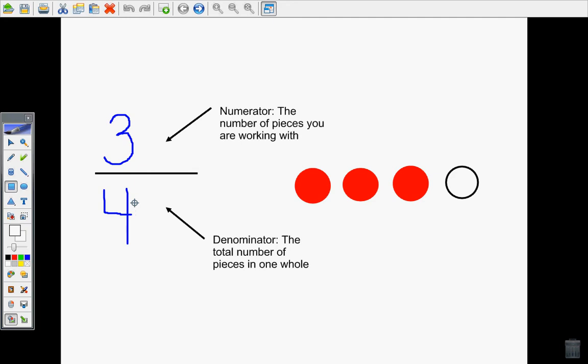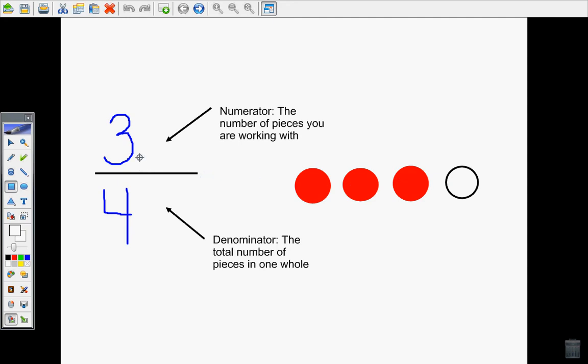With a set, you have to be careful in knowing what is considered one whole. So for example, in my picture right here, the whole would be all 4 circles. So since the bottom number, the denominator, is the total number of pieces, it would be 4 because there are 1, 2, 3, 4 total pieces.